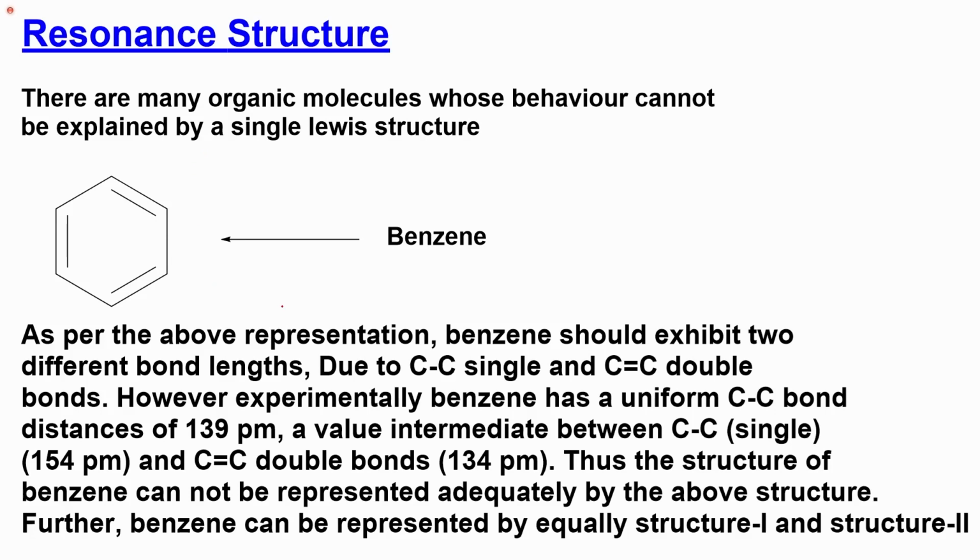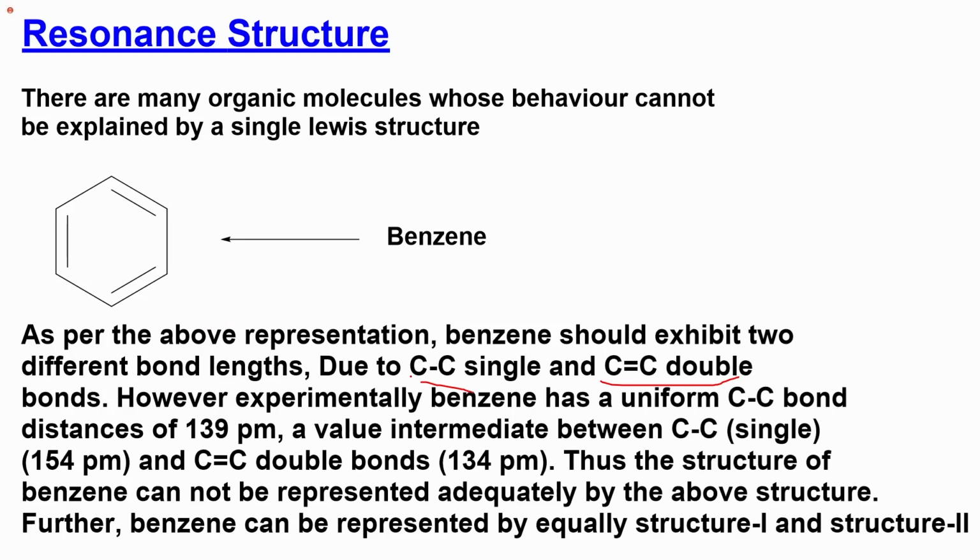As per the above representation, benzene should exhibit two different bond lengths due to the carbon-carbon single bond and carbon-carbon double bond. However, experimentally, benzene has uniform carbon-carbon bond distances of 139 picometer, a value intermediate between the carbon-carbon single bond, 154 picometer, and the carbon-carbon double bond, 134 picometer. But so what happened? They are saying this is due to the carbon-carbon single and double bonds.